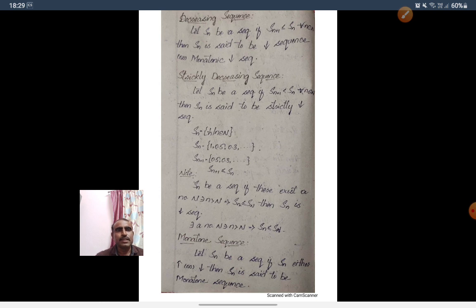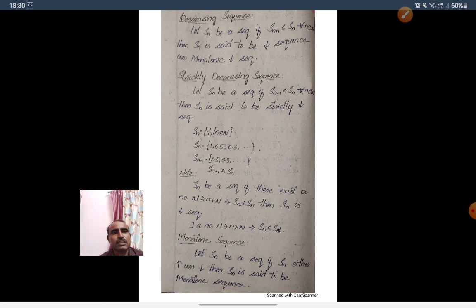For example, Sn is equal to 1 by n. Observe the terms of the sequence. S1 is 1. S2 is 1 by 2, that is 0.5. S3 is 1 by 3, that is 0.33. So observe here, the first term is 1, the second term is 0.5, the third term is 0.33. This is decreasing. So this is a decreasing sequence. If Sn is a sequence and there exists a natural number n such that Sn+1 is less than or equal to Sn, then Sn is a decreasing sequence.